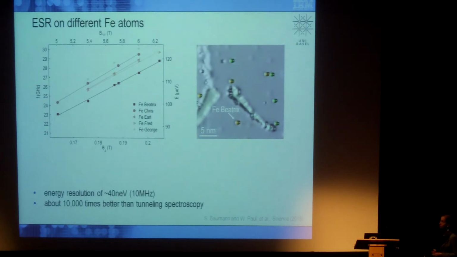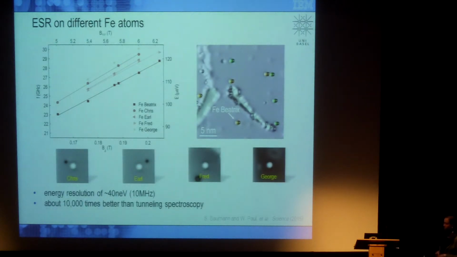What I also want to show is that this, of course, doesn't just work on one atom. We have the tendency to name our atoms. The one that we worked on so far is called Beatrix. And we have a whole bunch of others: Chris, Earl, Fred, and George. They have some little changes in the neighborhood. What it affects is basically that the frequency at which the resonance occurs changes due to these small changes in the environment.